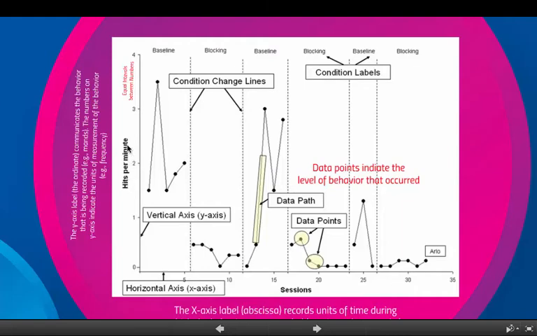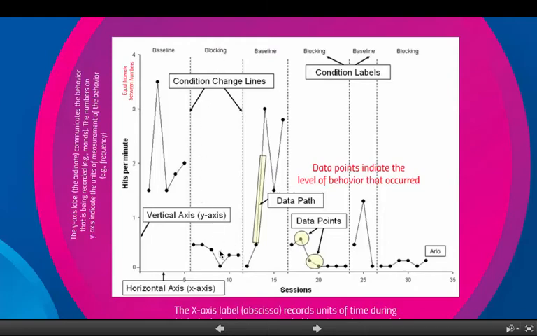How many hits occurred per minute? That's my rate. I'm looking at the rate per minute. So how many are occurring per minute? And then I put my intervention in place, for example, a blocking intervention, then what happens to the behavior subsequent to that intervention going in place?